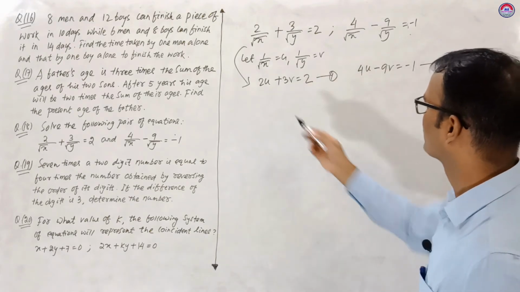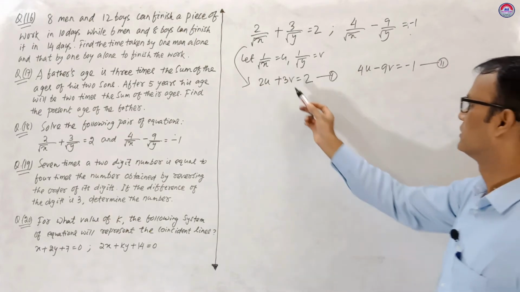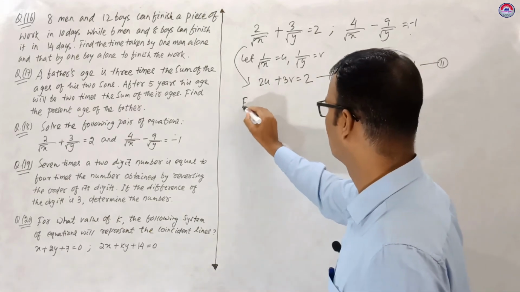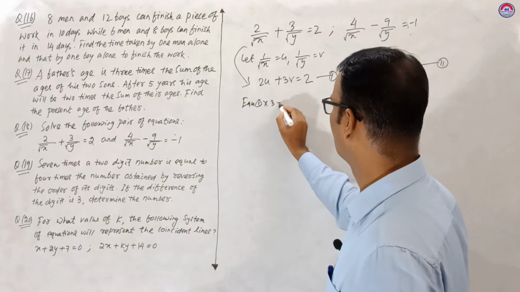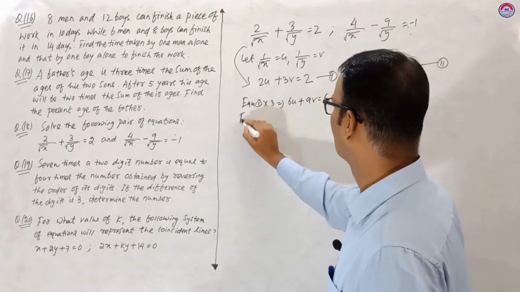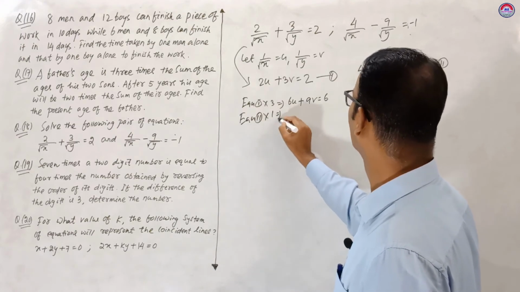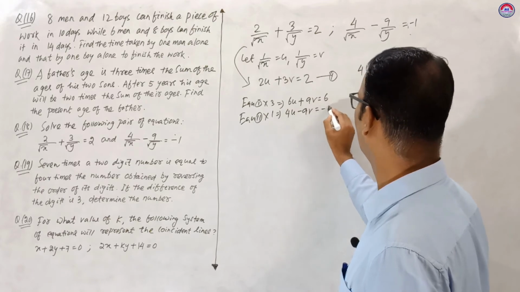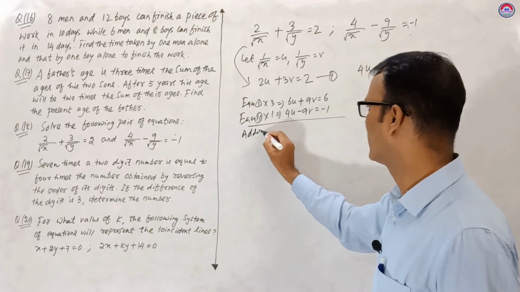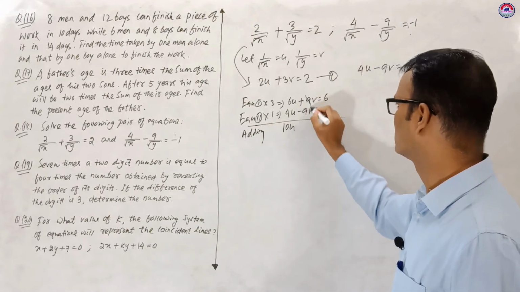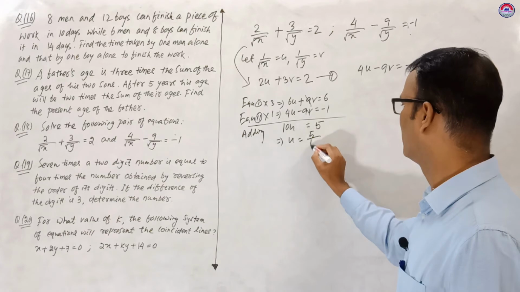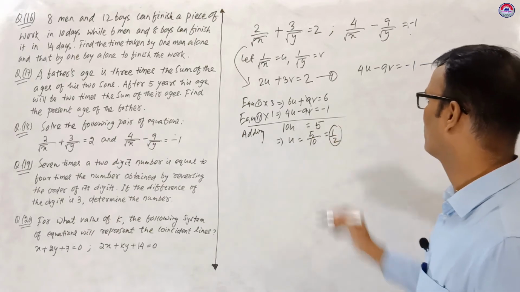Now you can solve this. The coefficients are 2u and 4u, 3v and minus 9v. We multiply by 3 here, it will be easy. So write equation 1 into 3: 6u plus 9v equal to 6. Equation 2 into 1: 4u minus 9v equal to minus 1. You see, the coefficients are now equal but of different sign. So adding, 10u equal to 5. That implies u equal to 5 by 10 equal to 1 by 2. u is 1 by 2.